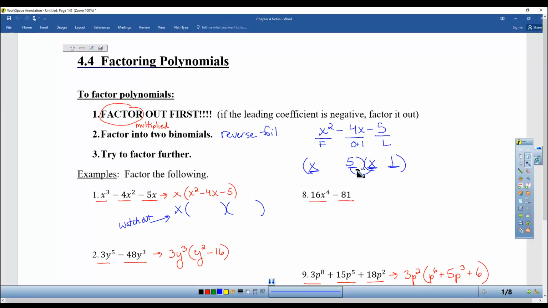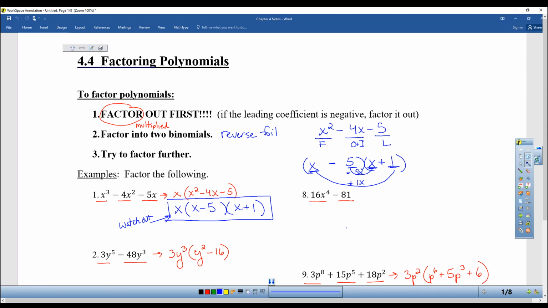But the inners, 5x, and the outers, 1x, have to add up to make that inner term. So 5x and 1x only make -4x if the 5 is negative and the 1 is positive. So this is the operation that you're going to be doing. x minus 5 times x plus 1. Once all your x's are linear, that means to the first power, you know you can't factor anymore. Unless, of course, you didn't factor out in the beginning, then it's possible you could still factor out. But if you factored out as your first step, then you should be done.